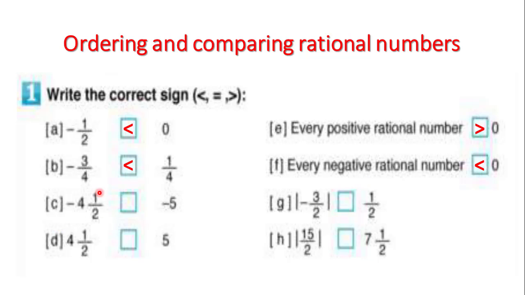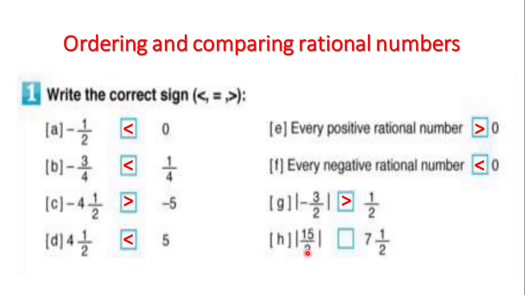Here I have negative 4 and a half and negative 5. Of course, I have negative, so negative 4 and a half is greater than negative 5. Here we have negative 3 over 2, but I have here the absolute value, so this number is positive. 3 over 2 is 1 and a half, but here I have only half, so the absolute value of negative 3 over 2 is greater. The next one, I have 4 and a half and 5, so of course 5 is greater.